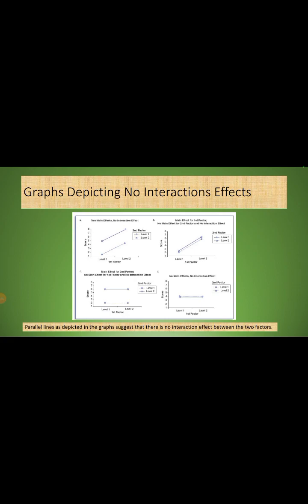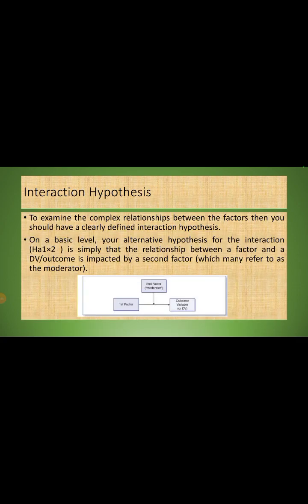Before we end, we will be discussing this graph depicting no interaction effects. From graphs A to D, the parallel lines depicted in the graphs suggest that there is no interaction effect between the two factors, factor A and factor B. On interaction hypothesis, to examine the complex relationship between the factors, you should have a clearly defined interaction hypothesis.